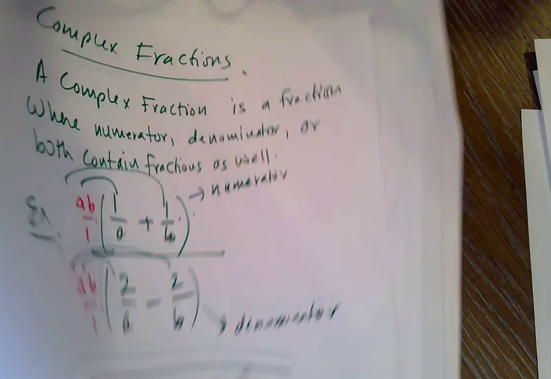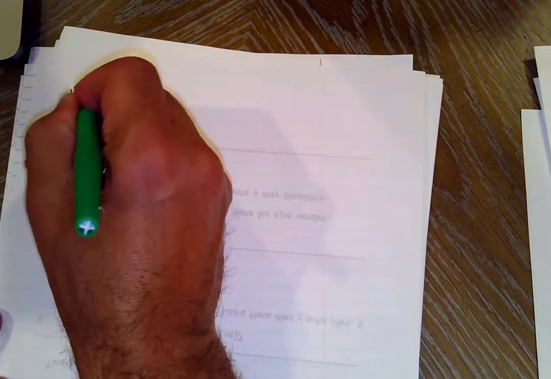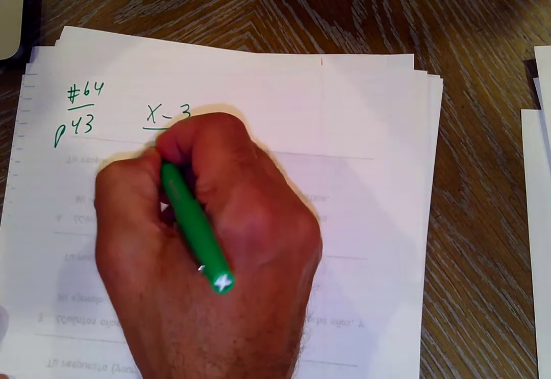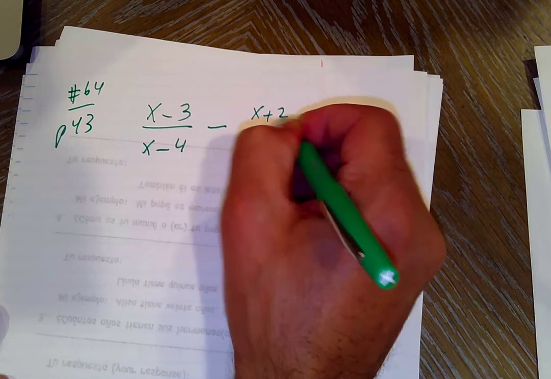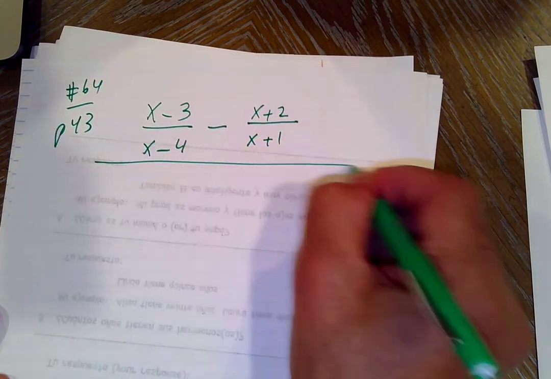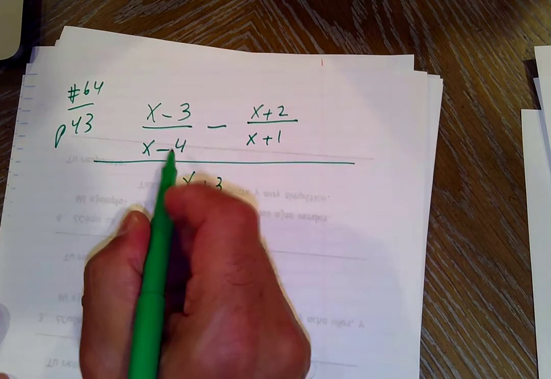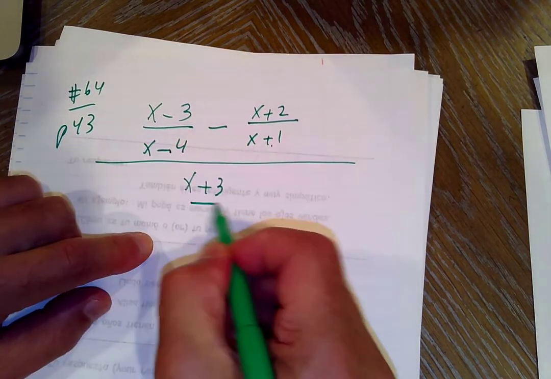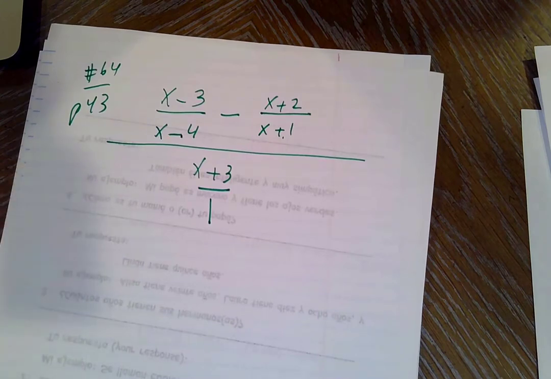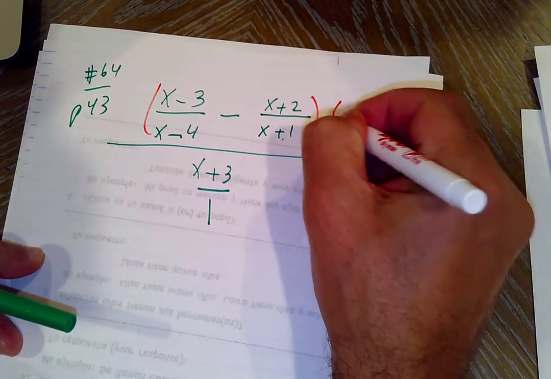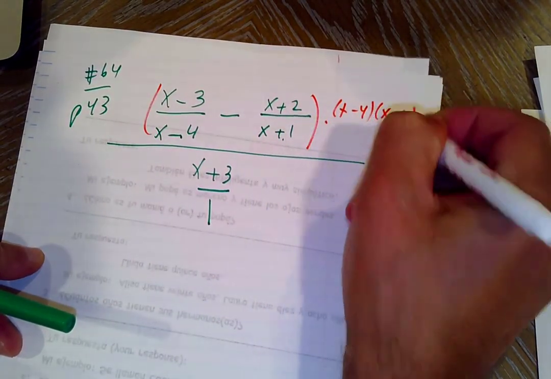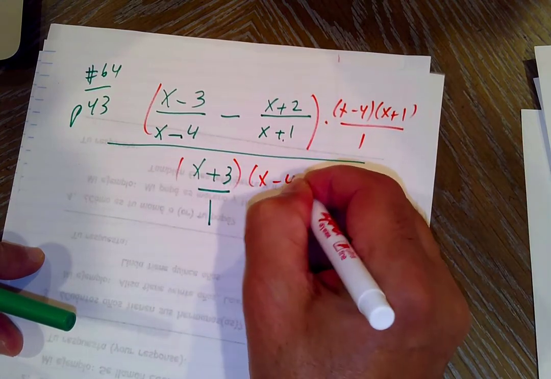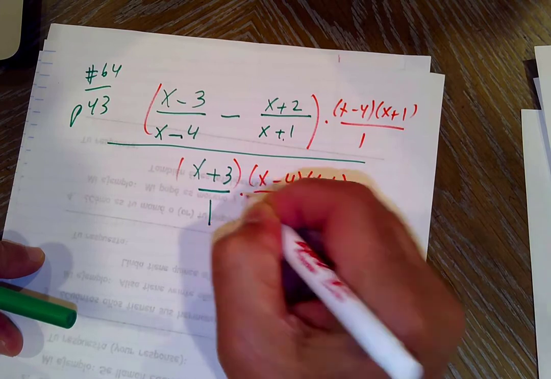And let's look at another complex fraction example. 64, page 43. x minus 3 over x minus 4 minus x plus 2 over x plus 1, all divided by x plus 3. So the secondary denominators are x minus 4, x plus 1, and 1. So we want to times by their LCD, which is x minus 4, x plus 1. Same thing here, x minus 4, x plus 1 over 1.